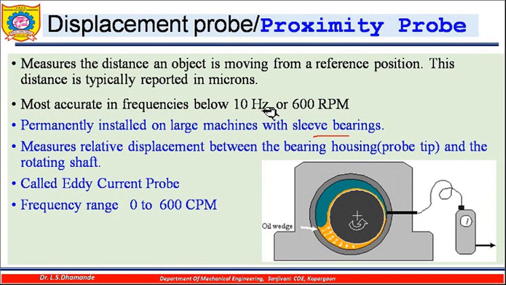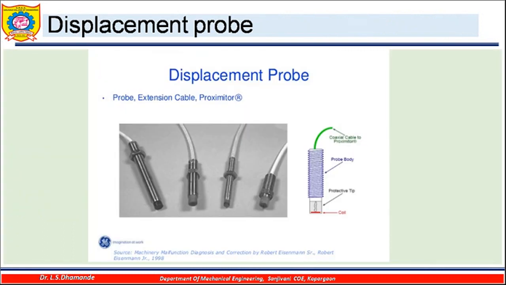Okay, and as I said here, it can be used in this particular range, 0 to 600 cycles per minute. Generally, these displacement probes will look like this. There is a coil here, this is the protective tip, this is the probe body, and this is the coaxial cable for connecting to the instrument. Okay, and the photograph is shown here, which shows what these probes look like.